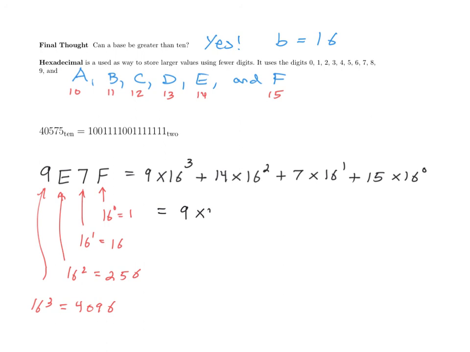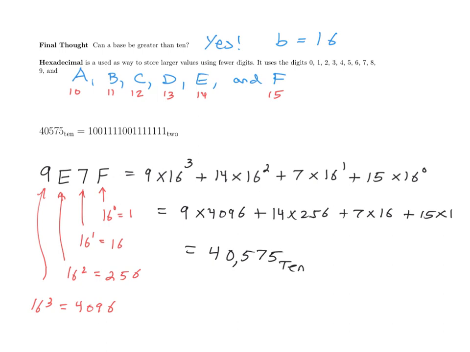This is 9 times 4,096, plus 14 times 256, plus 7 times 16, plus 15 times 1. I'm just going to type all that into my calculator. Okay, and the value I get is a base 10 numeral that is 40,575. So that's base 10, which is actually this number right here.